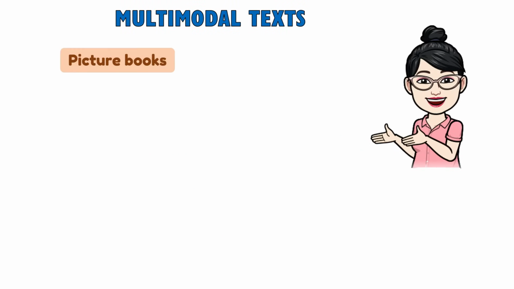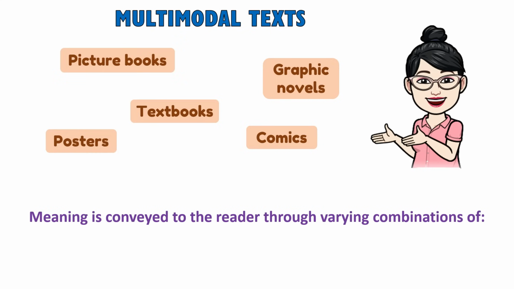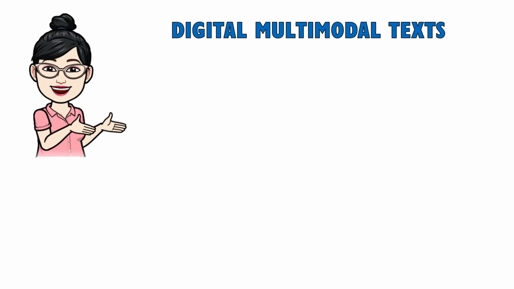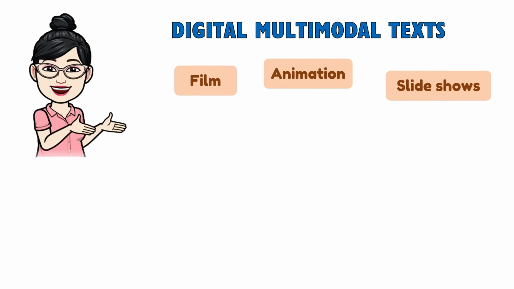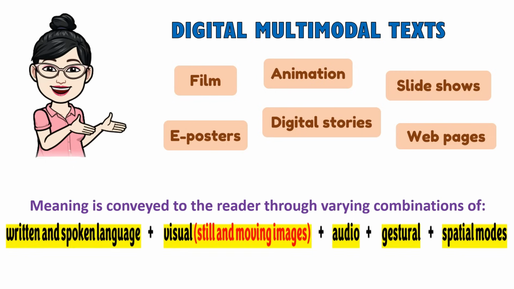Multimodal texts include picture books, textbooks, graphic novels, comics, and posters, where meaning is conveyed to the reader through varying combinations of visual, written language, and spatial modes. Aside from this, meron din tayong tinatawag na digital multimodal text. Examples of these are film, animation, slideshows, e-posters, digital stories, and web pages, which convey meaning through combinations of written and spoken language, visual, audio, gestural, and spatial modes.